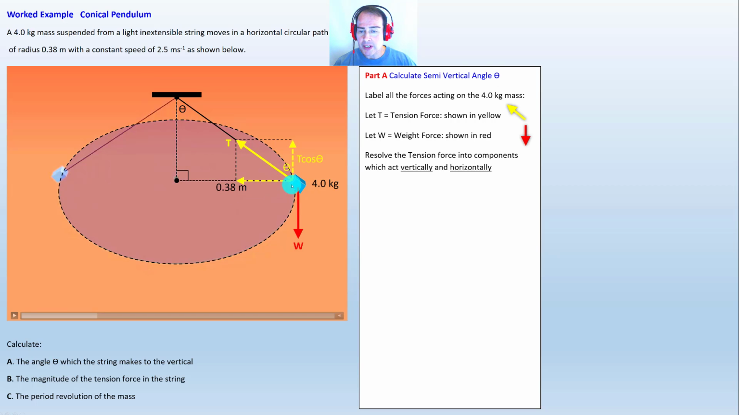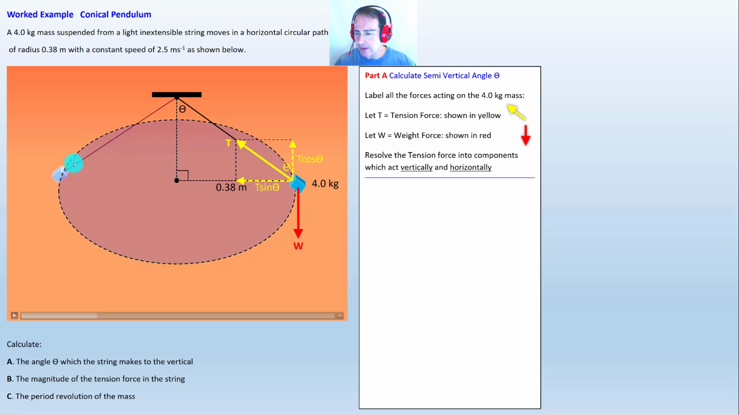The other component that we need to label is equivalent to the side opposite this right angle triangle, and therefore we would label that as T sine theta. Now that we've identified both the vertical component, T cos theta, and the horizontal component, T sine theta, we can look at this in a bit more detail. And here's where it gets interesting.